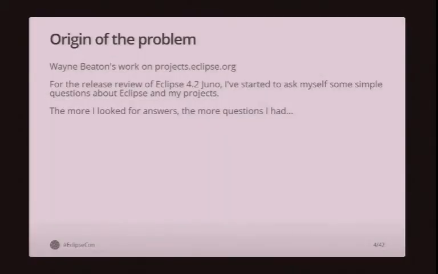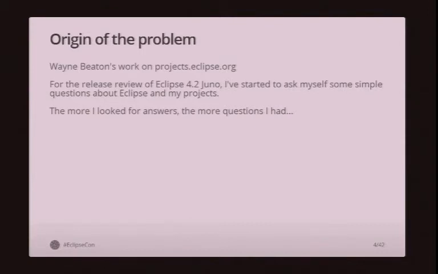The origin of this problem came from several occasions, but mainly from EclipseCon US this year with, for example, the presentation of Wayne Beaton's work on project.eclipse.org to help manage the metadata and all the information related to Eclipse projects, and it highlighted a solution on how to have better tooling to help the management of Eclipse projects.